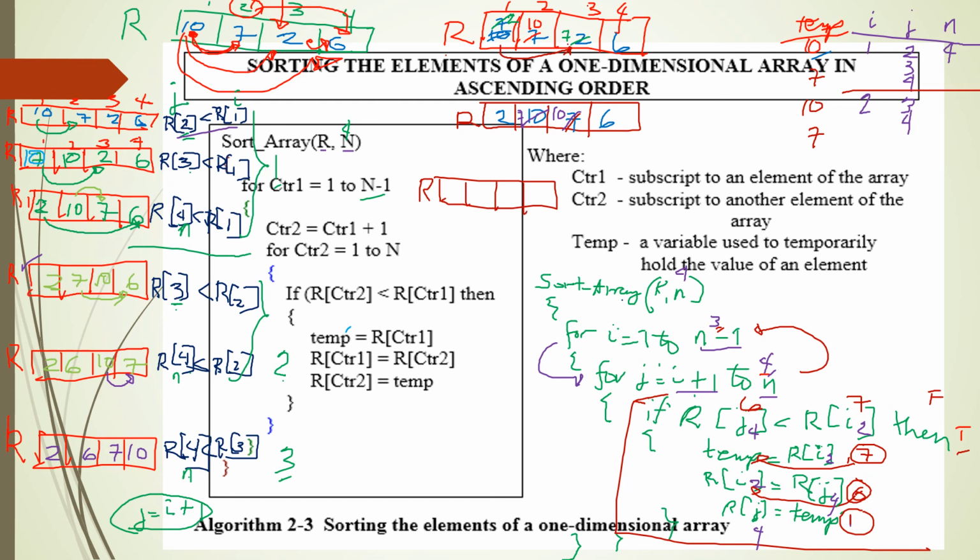Okay. Sabi niya ulit, yung 6 ilalagay sa R sub 2. Okay? And then, yung value ng temp natin is 7, will be assigned to R sub 4. So, R sub 4 will be 7. And the rest, copy lang natin yan. 2 and 10. Okay? Ito na yun.